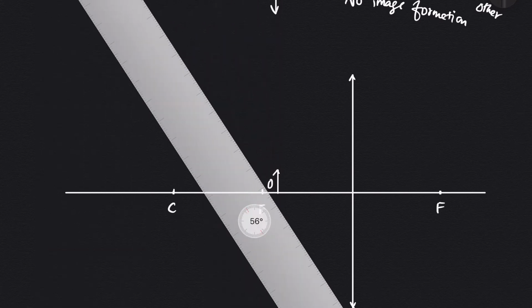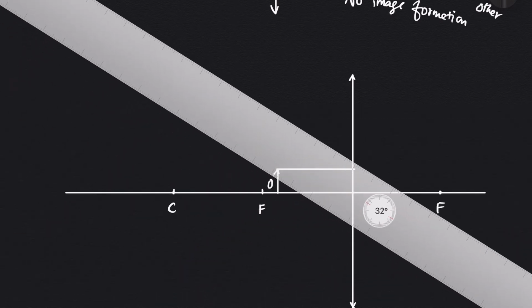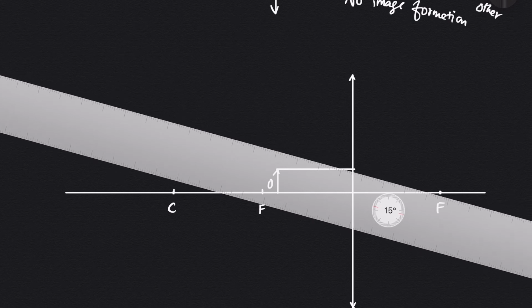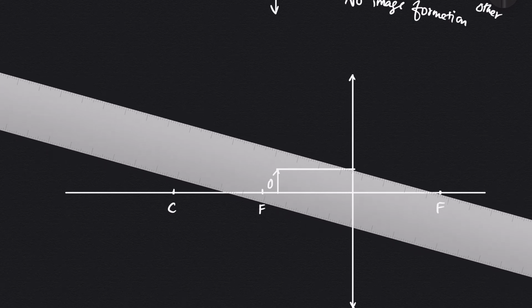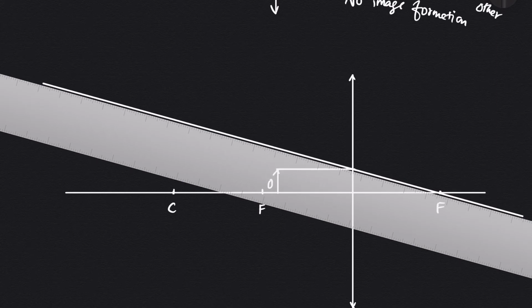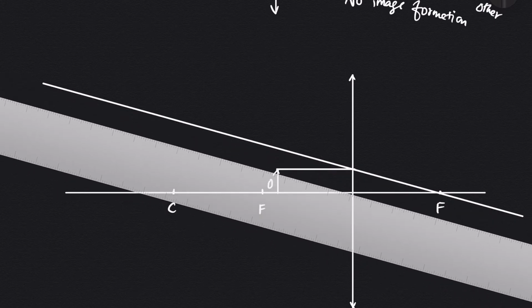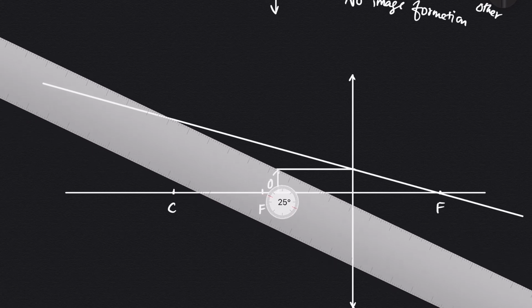Now let's draw. The first line is a straight line, and then pass it through the focus. This time, rather than doing it on one side, try to extend it on the other side as well. You will understand why. The second line is to draw a line passing through the object and the center of curvature.